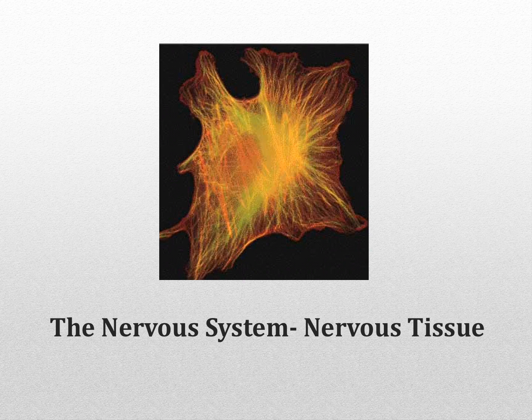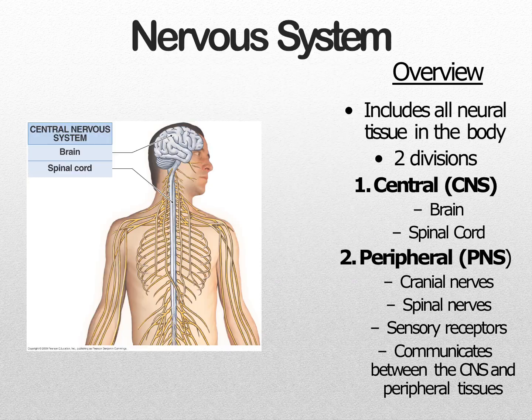We are starting the nervous system in anatomy. And by starting the nervous system, we are looking at the overall organization of the nervous system and looking at the nervous tissue. Now, the nervous tissue chapter is chapter 13 in your textbook.